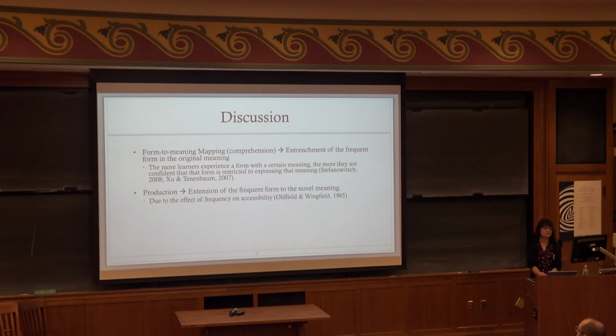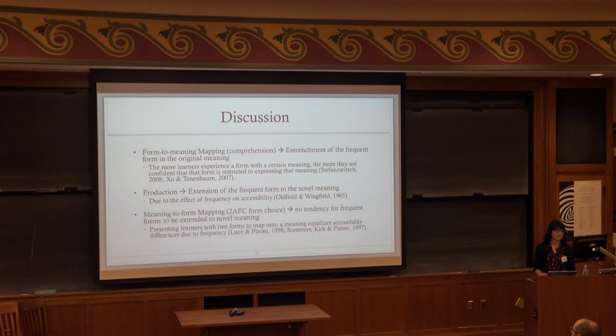In production, we find extension of the frequent forms to novel meanings. We argue that this is due to the effect of frequency on accessibility. How do we know this? We have a 2AFC task that has the same processing direction as production, going from meaning to form, but accessibility is leveled by providing the forms to the learners. We see no tendency for frequent forms to be extended to novel meaning.